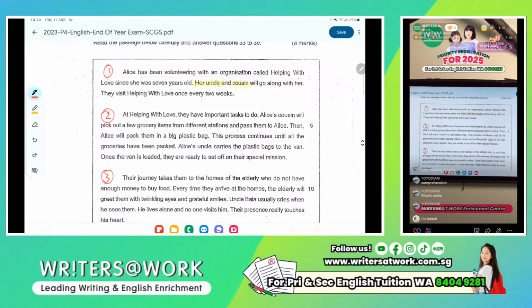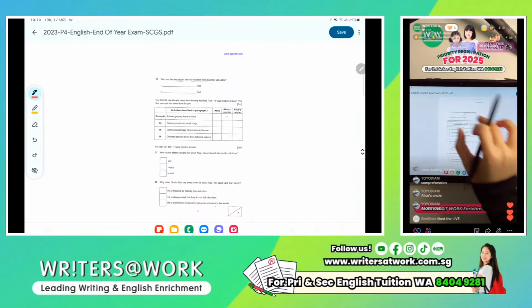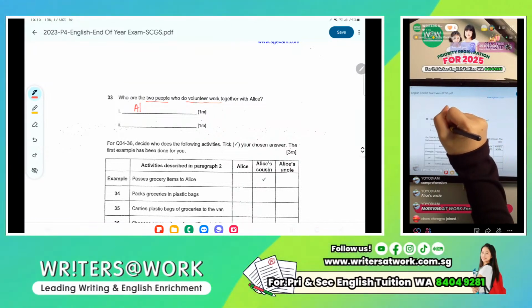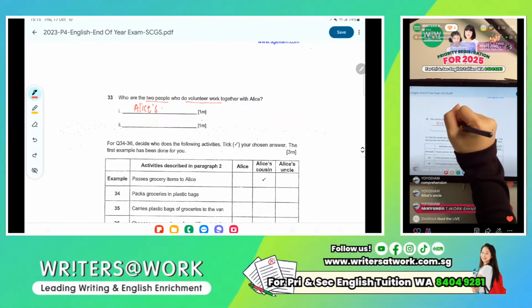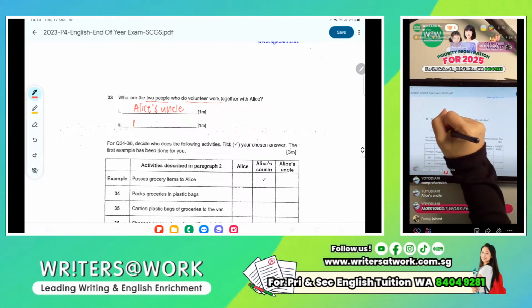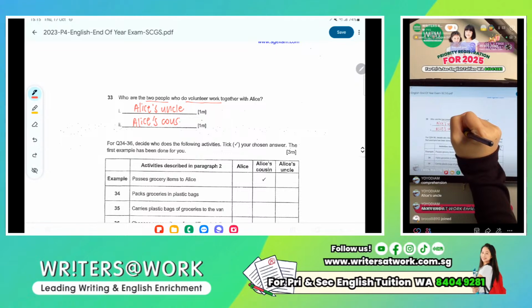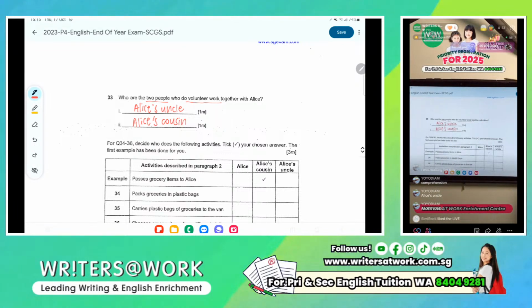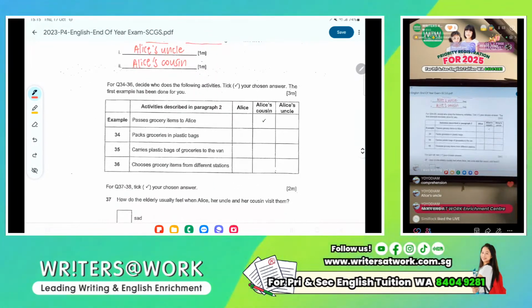Okay, that is correct. So let's go and write it down together. Right, Alice's uncle and Alice's cousin. Okay, very well done. Let's go on. Decide who does the following activities. Tick your chosen answer. The first example has been done for you.